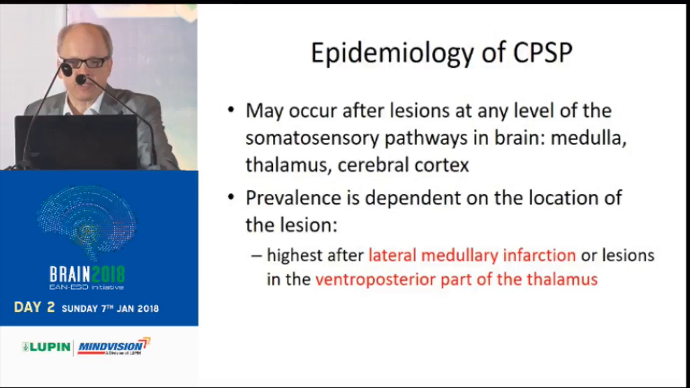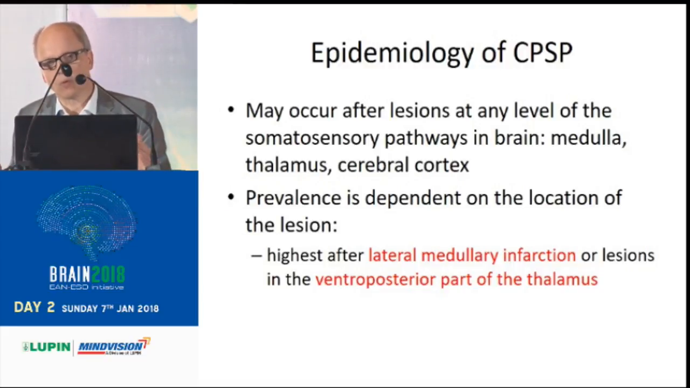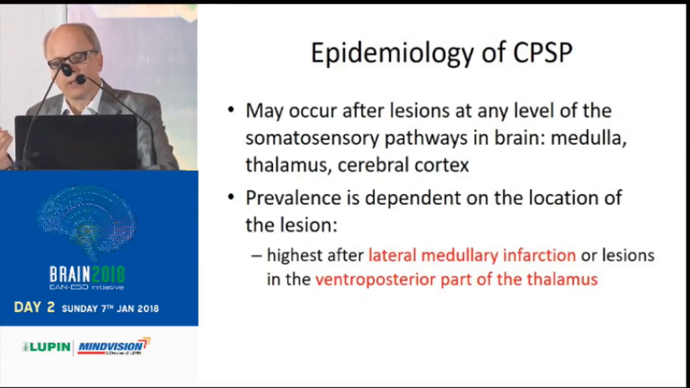So if we think about the epidemiology once more and the location of the stroke, actually you may develop this post-stroke pain no matter where the lesion is. So at any level of the somatosensory pathways in the brain, whether it is in the medulla, the cerebral cortex, or the thalamus. But the prevalence is dependent on the location of the lesion. So there are some locations where the risk of developing post-stroke pain is much higher than in some other locations. And it seems to be, according to the studies, highest if the patient has a stroke in the lateral medullary area, or also the lesions which are located in the ventroposterior part of the thalamus are at risk of developing post-stroke pain. These are the highest risk areas as to the location.